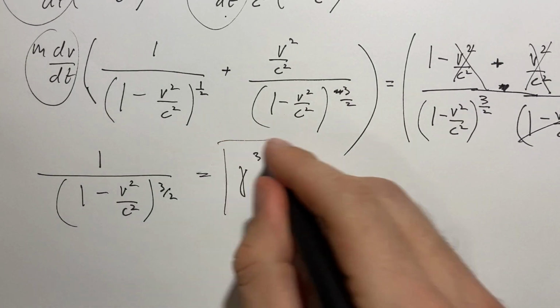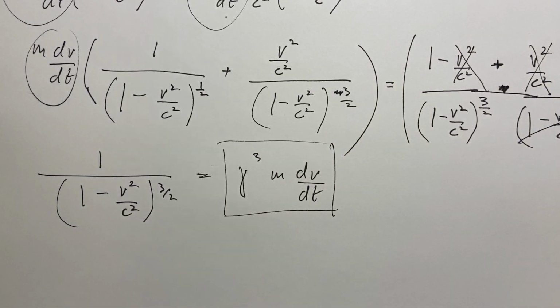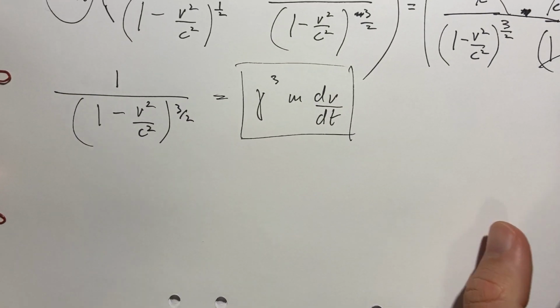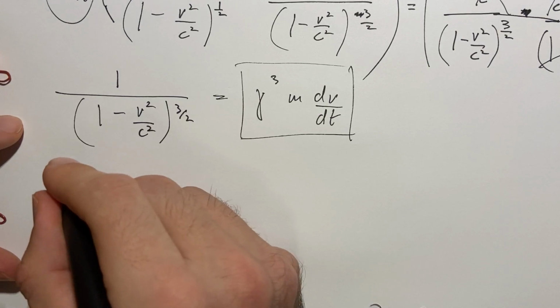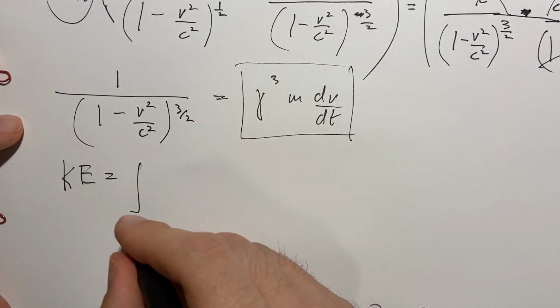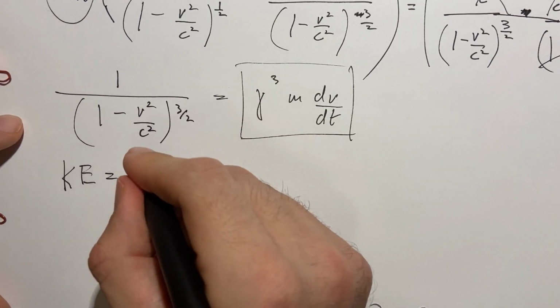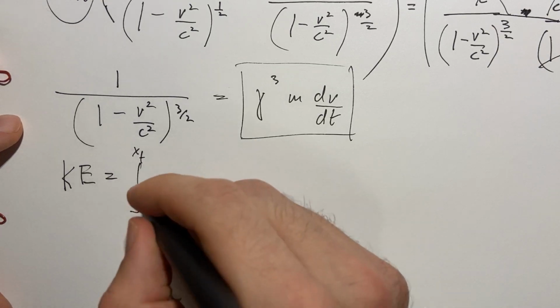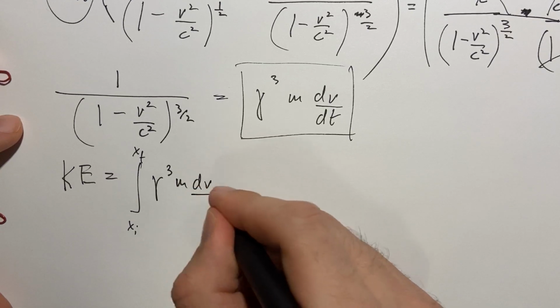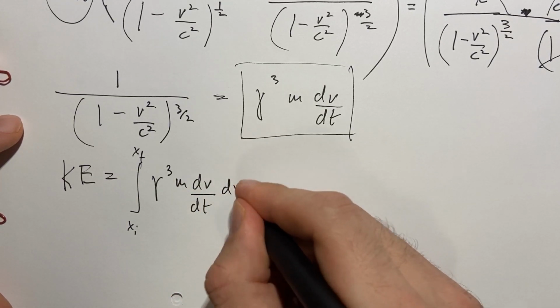All right, that's just wonderful. So let us take some deep breaths. That was quite a challenge. And let's move on. So now we can write an expression for our relativistic kinetic energy. The relativistic kinetic energy is the integral from the initial to the final position of gamma cubed m dv by dt dx.